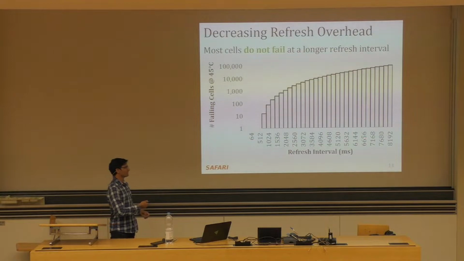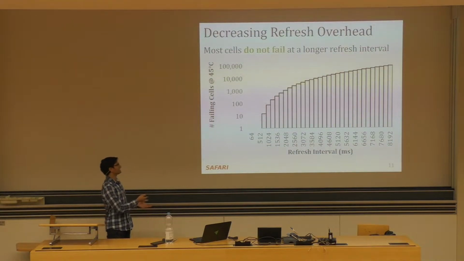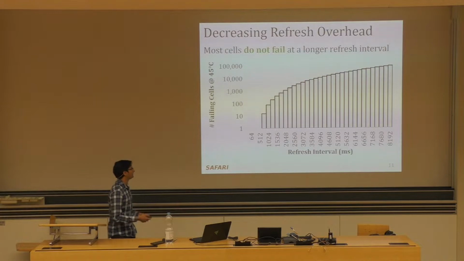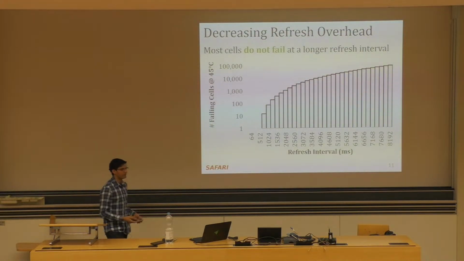And on the x-axis, we show different refresh intervals, right? So on the very left, we have the default refresh interval of 64 milliseconds. And you see that there's no failures whatsoever. This is expected because that's the normal operating point. However, as we begin extending the refresh interval, we get more and more cell failures, right? And because it's a log axis, these small changes are relatively significant, right?